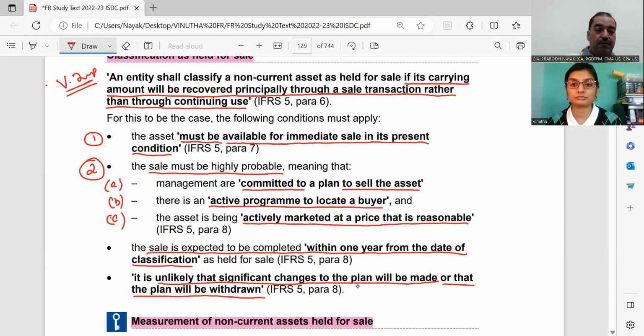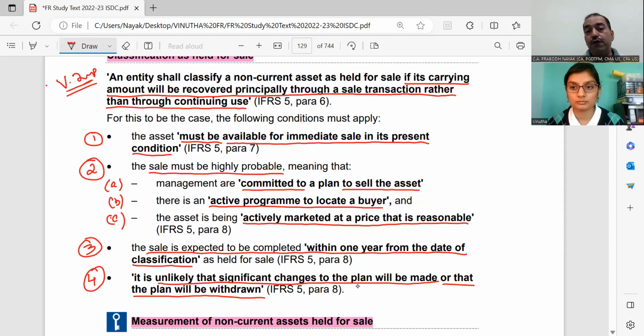Condition number 3. Sale is expected to be completed within a period of 12 months from the date of classification, not from the end of the financial year, from the date of classification. In our example, the classification date was 1st August. So from 1st August of that year till 31st July of the next year, within 12 months, it should be sold. And condition number 4 is that it is unlikely that significant changes to the plan will be made or that the plan will be withdrawn.